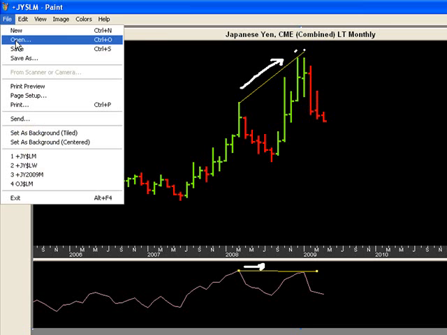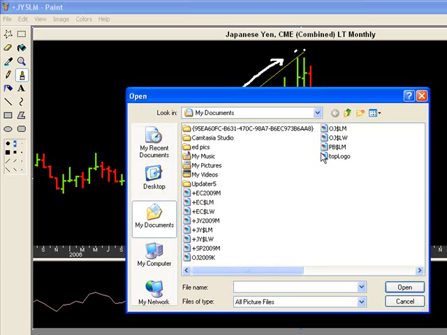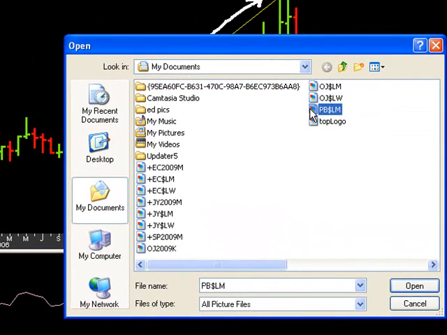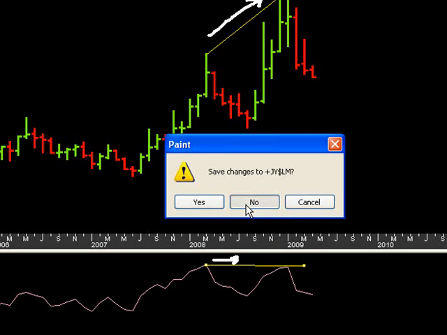Now I'm going to switch over to the pork belly contract. This is going to be something entirely different. I'm going to talk a little bit about patterns in the market.